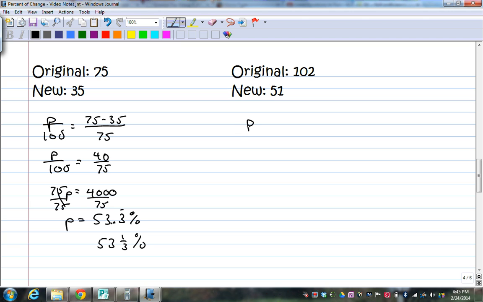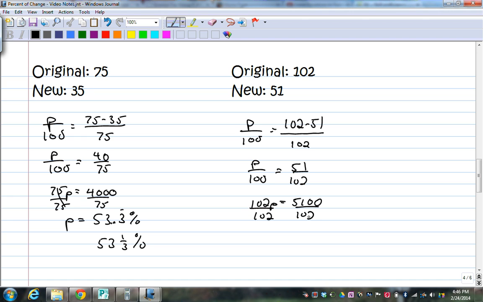Now, the next one, P over 100 is equal to, subtract the two numbers. I know some of you are looking at this and going, I can just tell that's 50%. Great. And that would be over the original, which is 102. P over 100 is equal to 51 over 102. We get 102P is equal to 5,100. Divide by 102, divide by 102, and P is equal to 50%. Exactly what some of you mental geniuses thought it would be.